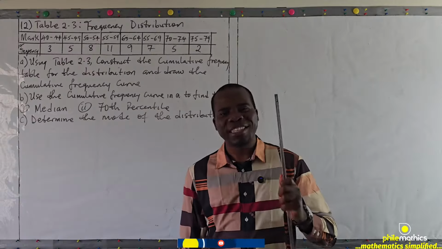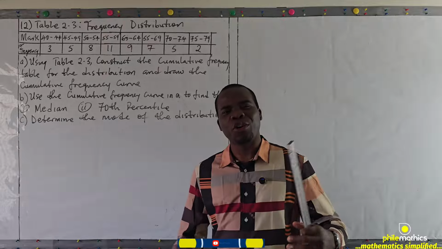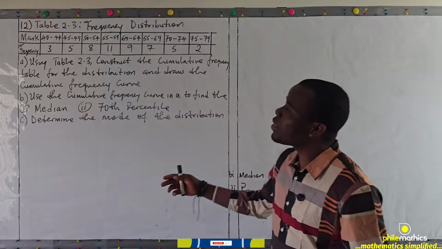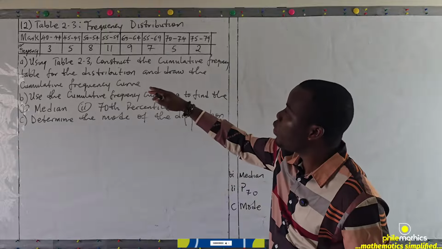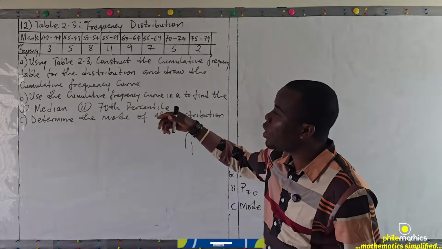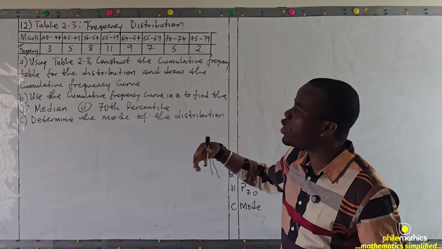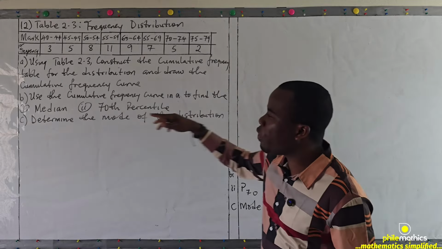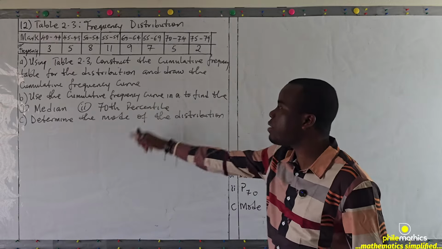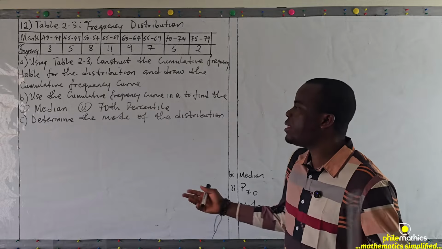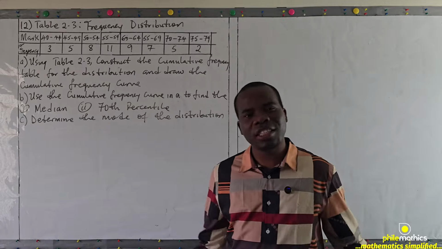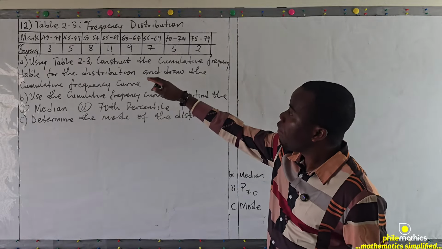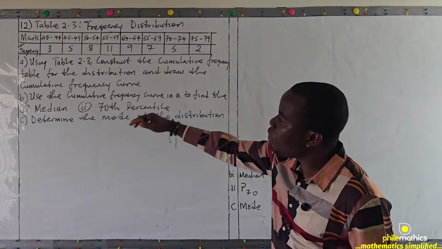Question 12 of NECO 2025 theory is on cumulative frequency distribution. And we are asked to use this table to construct the cumulative frequency for the distribution and draw the cumulative frequency curve, and then use the curve to find the median, the 70th percentile, and determine the mode of the distribution. So the first thing we want to do is to get the cumulative frequency table.